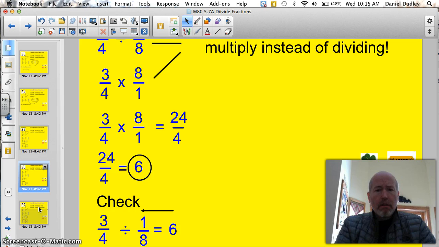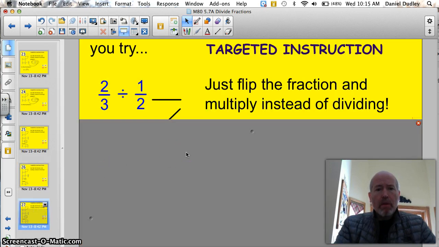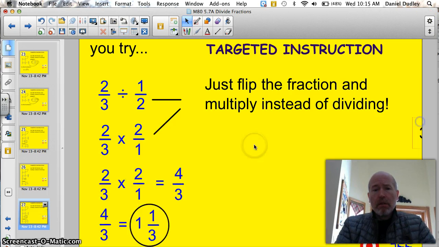All right. Try this one. Last one before our ticket. 2/3 divided by 1/2. Just go ahead. Did you flip it? Did you multiply instead of dividing? Isn't that cool? Let's see how you did.